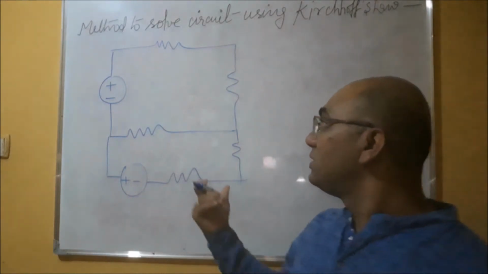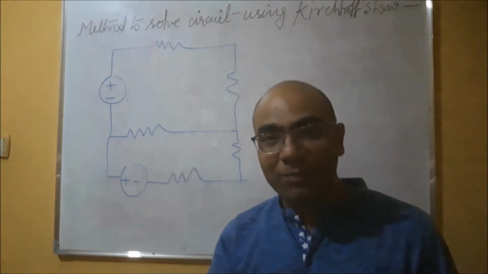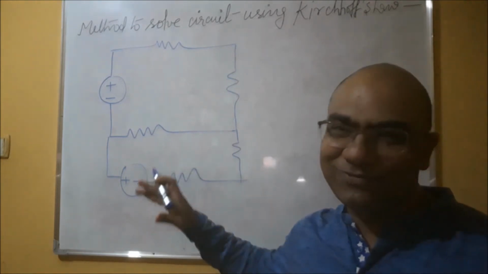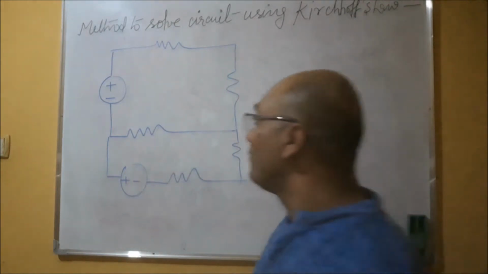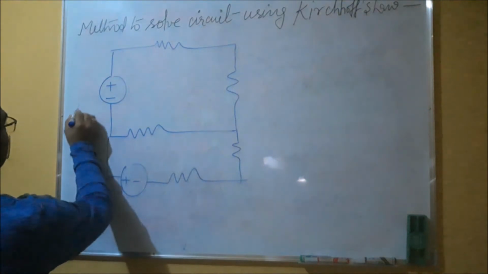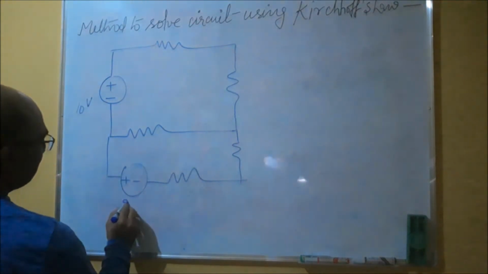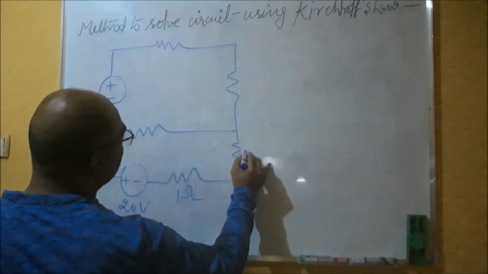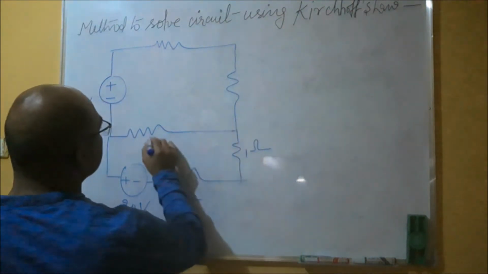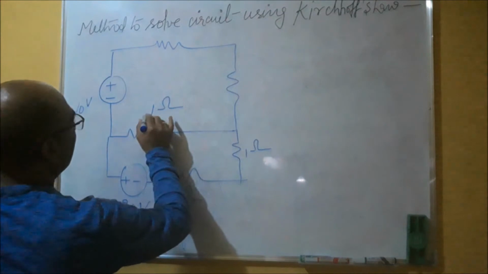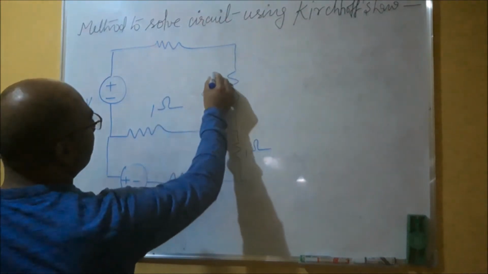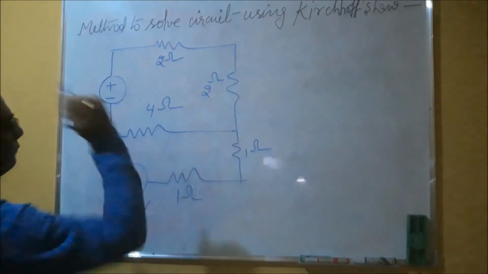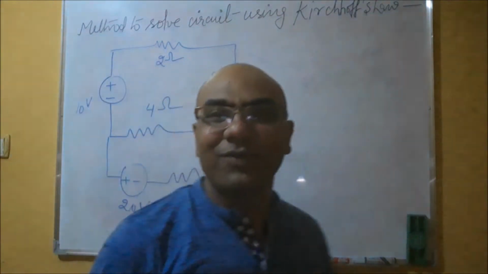So this is the circuit. If you're not happy with my circuit, you can do the problem with your own circuit, but for this lecture, I'm doing it with this circuit. Suppose the values are 10 volt, 20 volt, 1 ohm, again 1 ohm, 2 ohm, okay, take it 4 ohm, right?